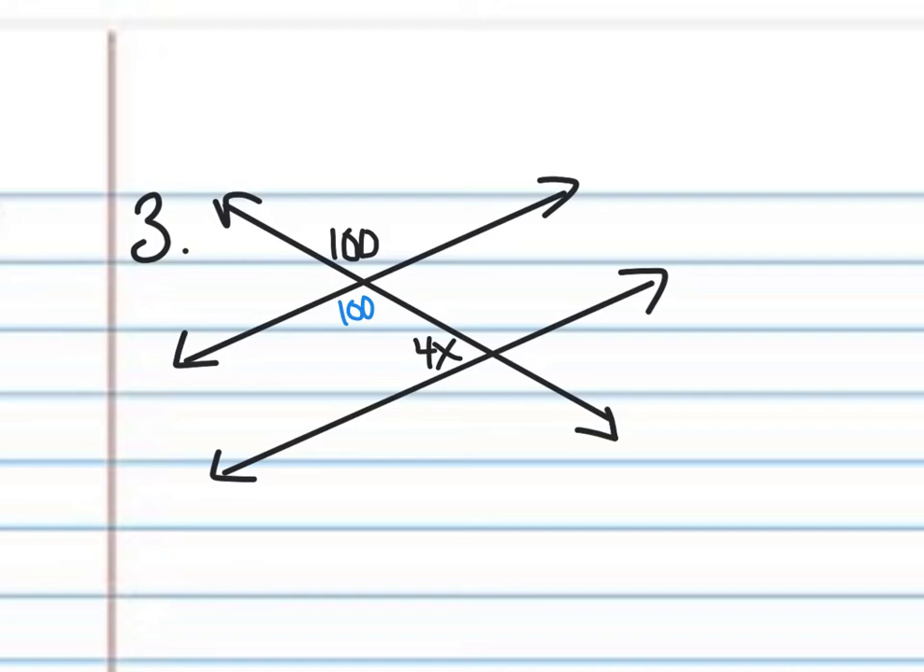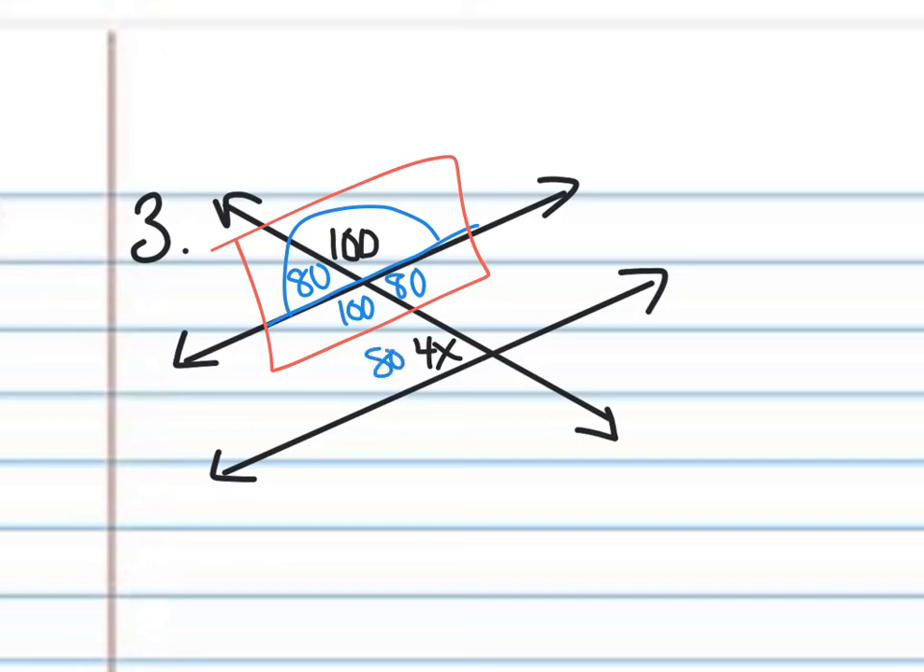And if you want to label the whole picture, you can. So if this straight line has to add up to 180, then I know the missing portion is 80. So then this other side would be 80. And this pattern will repeat down below as well. So we would have 80, 100, 80, and 100. So you can label the whole picture to help you figure it out, and then you know that this 4x angle is 80 degrees.